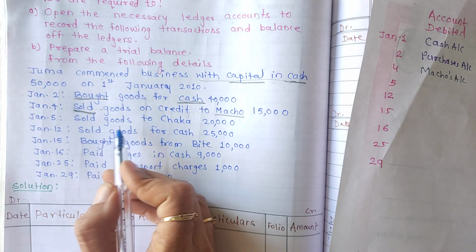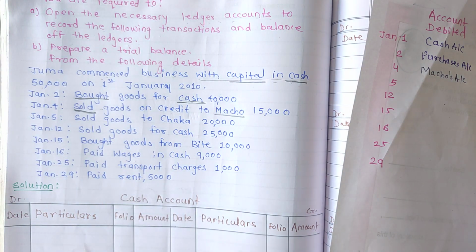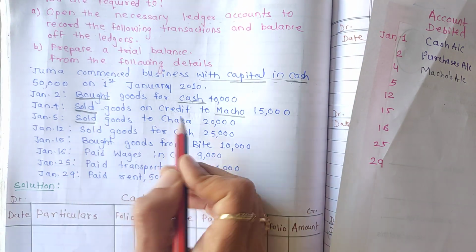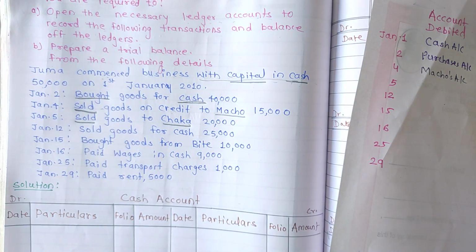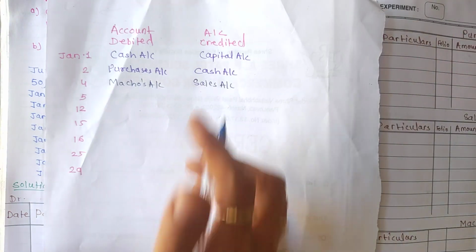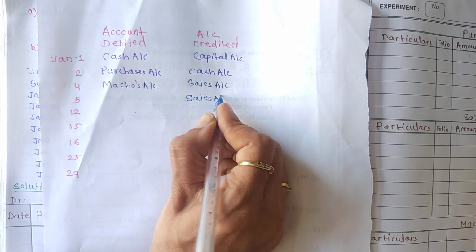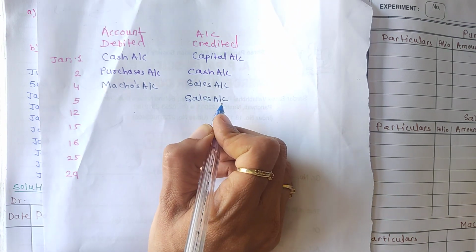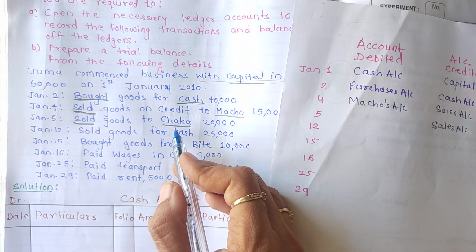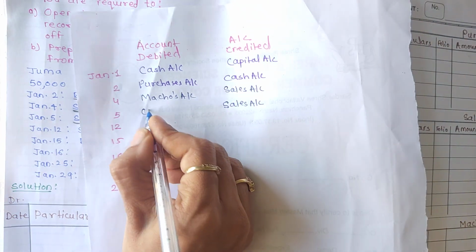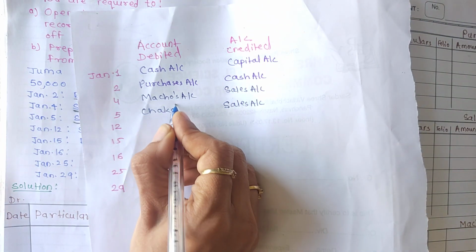Fifth transaction, sold goods to Chaka. Again here one account is sales and the other account is Chaka. So sales account will be credited. Nominal account, again the rule says credit the income. So sales account is credited. And who is the receiver? The receiver is Chaka. So Chaka's account is debited.